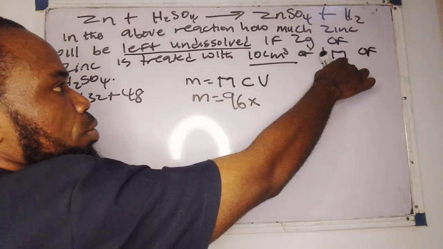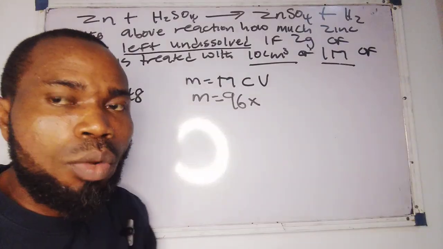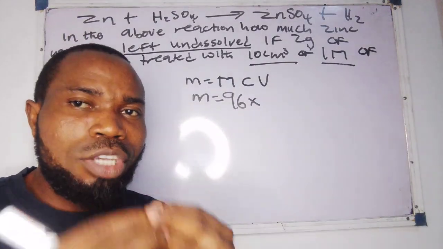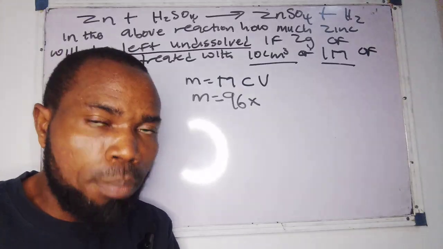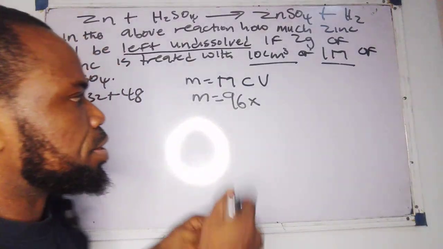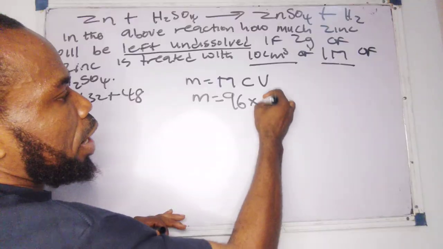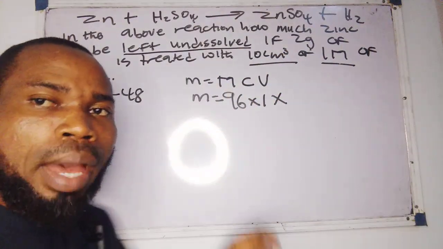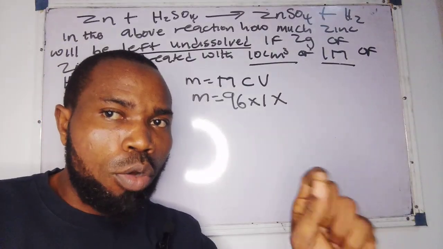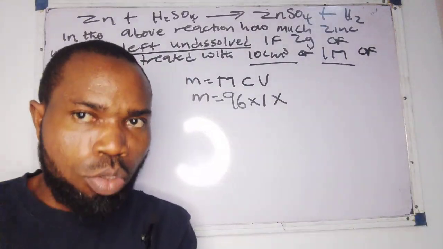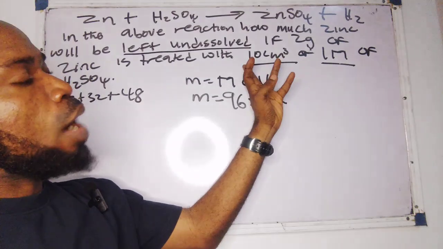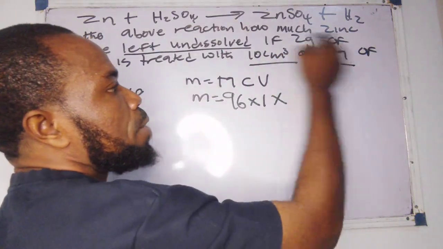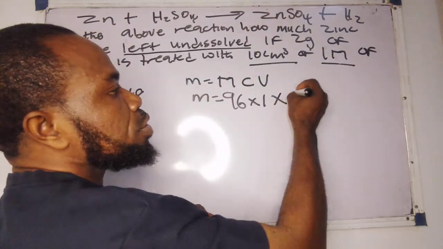So it is 98 times the concentration, which is 1, because they said 1 molar. Molar concentration is expressed in mole per dm cube, or molarity. Then times this volume. I cannot use that volume as it is; I have to convert it to dm cube or liters. Of course, 1 dm cube equals 1 liter. So how do I do that? I divide this 10 by 1000. If I say 10 divided by 1000, I will now have what?